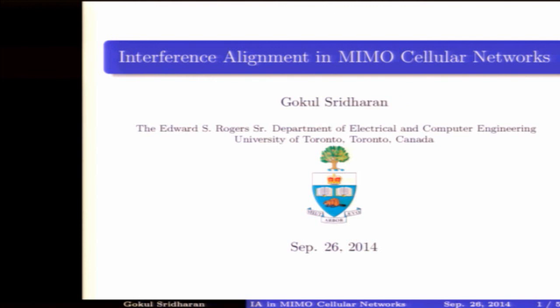The talk is on interference alignment in cellular networks. So I'm just trying to present here vignettes of the work that we have been doing over the last 3-4 years. It touches upon at least 2 or 3 areas, so I hope there's something to take away for everyone here.